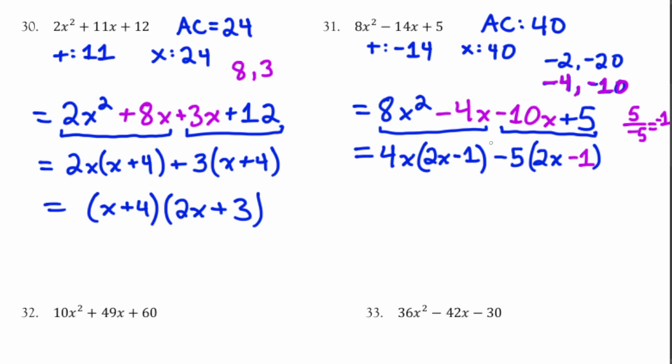Good thing I took out negative 5 instead of just taking out 5, because otherwise I would not have gotten a match here. And the match is what allows me to finish the factor by grouping. Nice.